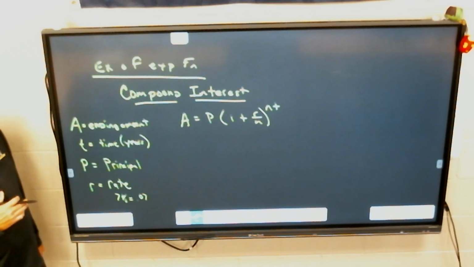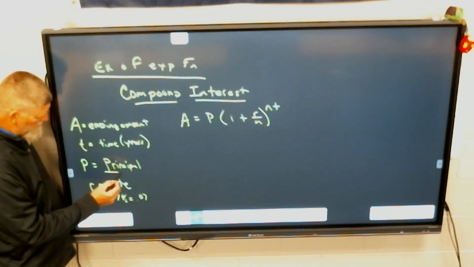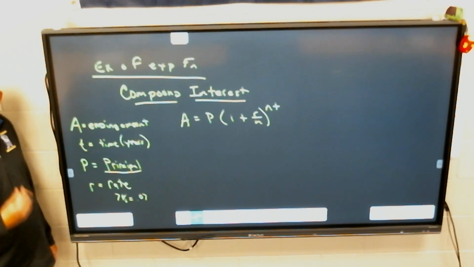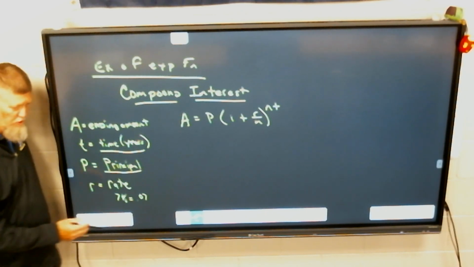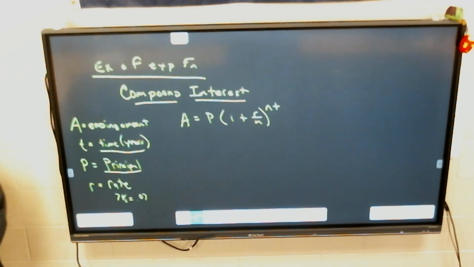Of this part, you have control over principal, because you can save money and put money away. You have control over time, in other words, doing it earlier as opposed to doing it later.